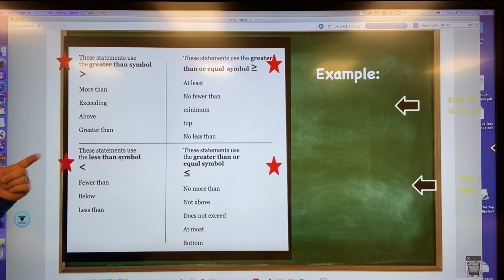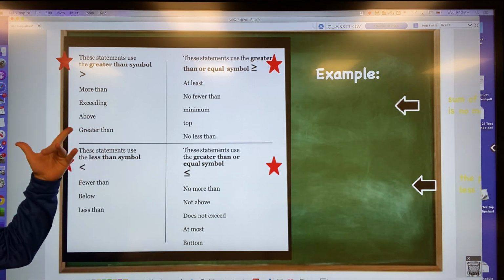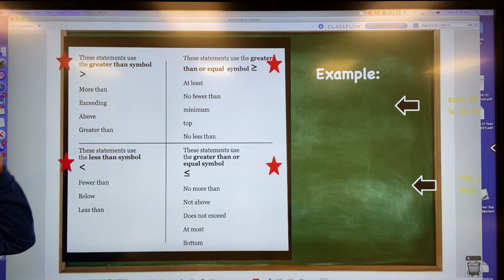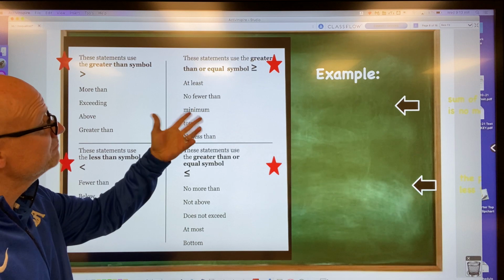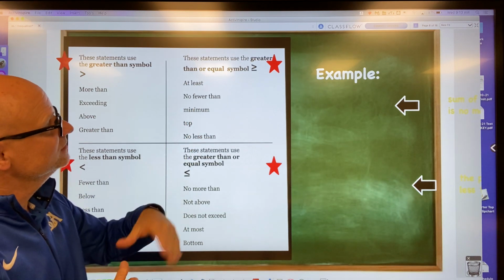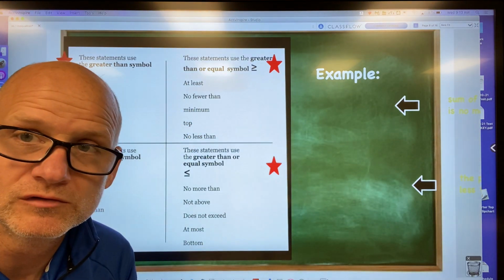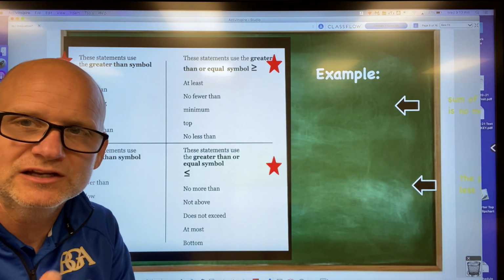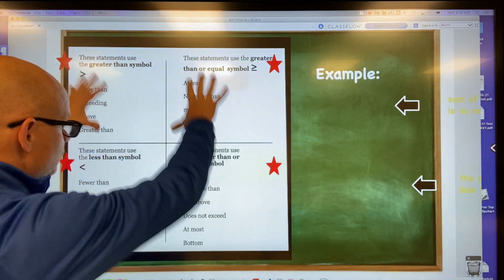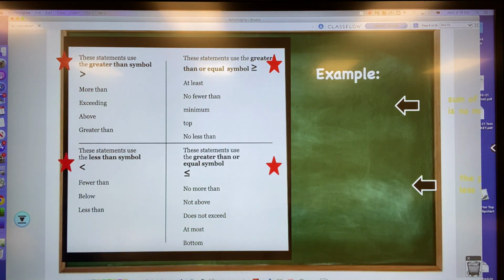These statements are used for greater than symbols. So when you hear the words more than, exceeding, above, or greater than, then you use the greater than symbol. When you hear the words at least, no fewer than, minimum, no less than, then you're going to use greater than or equal to, okay? So knowing which words apply to which inequality symbol is important. So press pause and write this down.